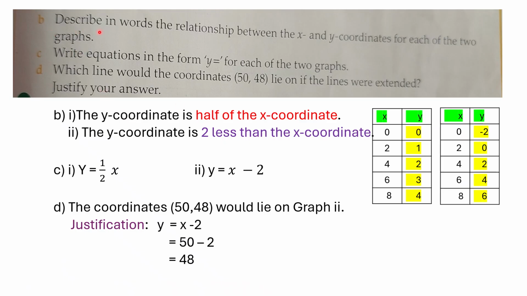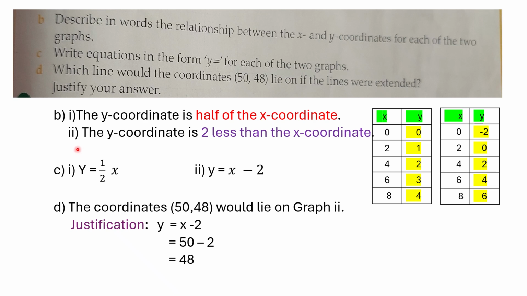Describe in words the relationship between the x and y coordinates for each of the two graphs. So let's find the relationship between the x and y coordinates. Now look at the first graph. x and y: 0, 2, 4, 6, 8 and 0, 1, 2, 3, 4. Half of 0 is 0, half of 2 is 1, half of 4 is 2, half of 6 is 3, half of 8 is 4. So what is the relationship between x and y for the first graph? The y coordinate is half of the x coordinate.